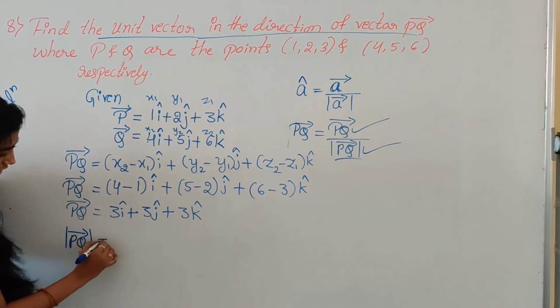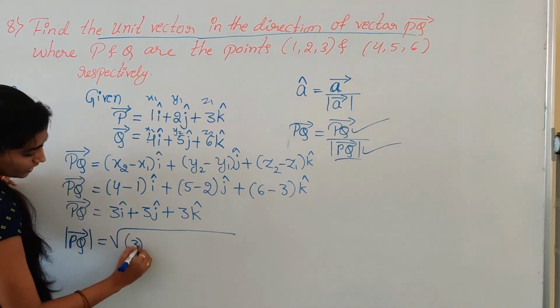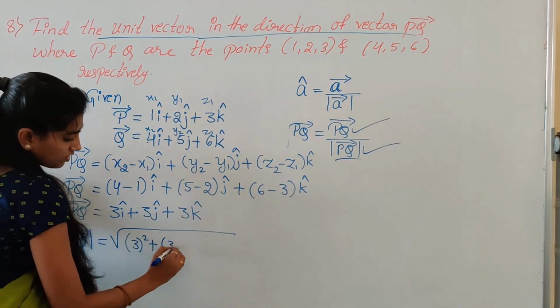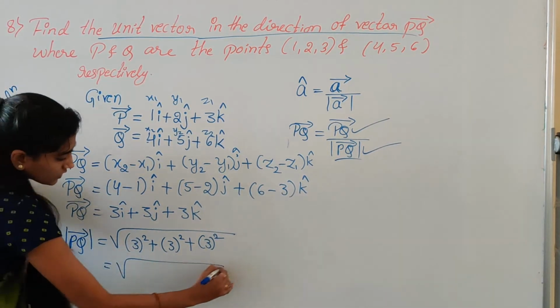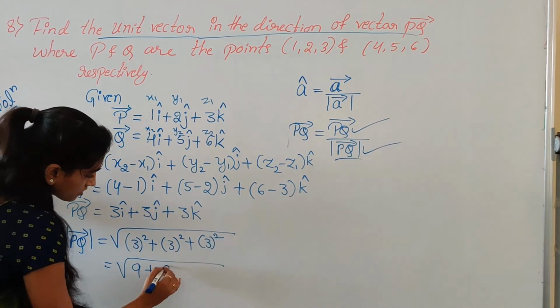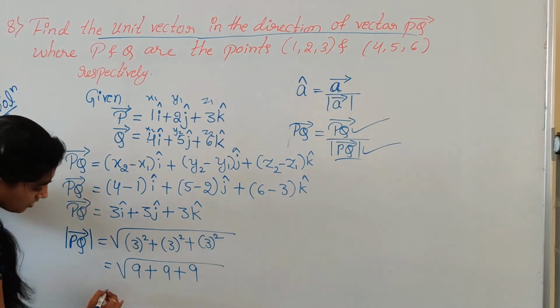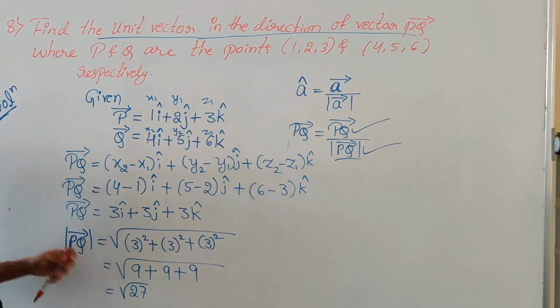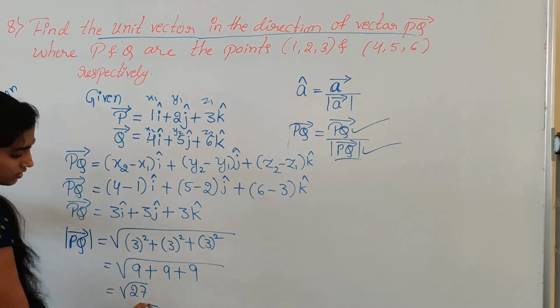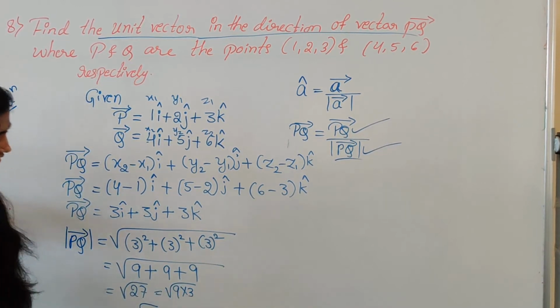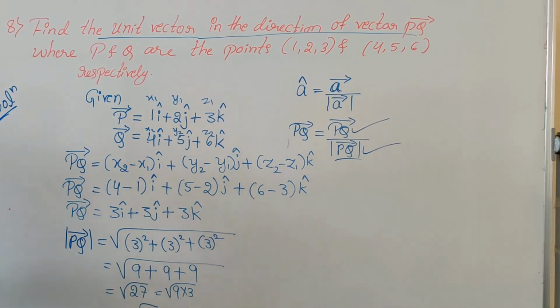So magnitude of vector PQ is equal to square root of 3 square plus 3 square plus 3 square. Right. So this will be 9 plus 9 plus 9, 27, square root of 27. This can be written as 3 root 3, because here 9 into 3, so 9 into 3 can be written as 3 root 3. So this will be magnitude of vector PQ. Right, then we have to find the unit vector in the direction of the vector PQ.